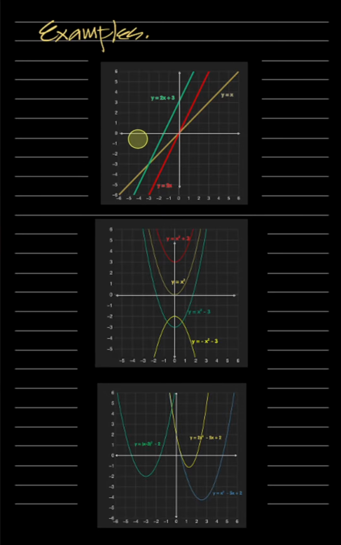So this is how, then, the third one, of course, the graph crosses the y-axis at the point 3. Now, this is for a linear equation.